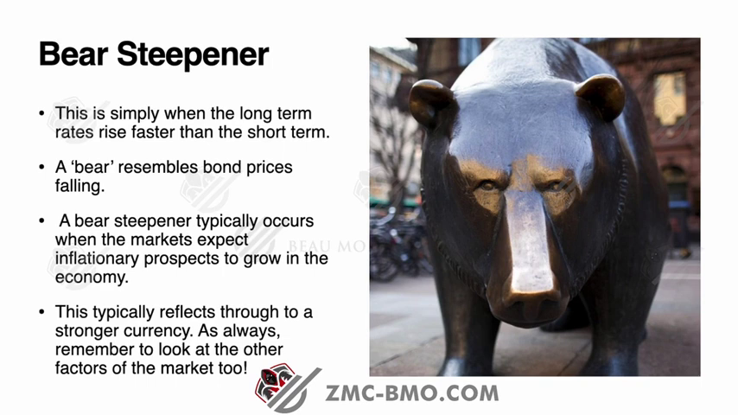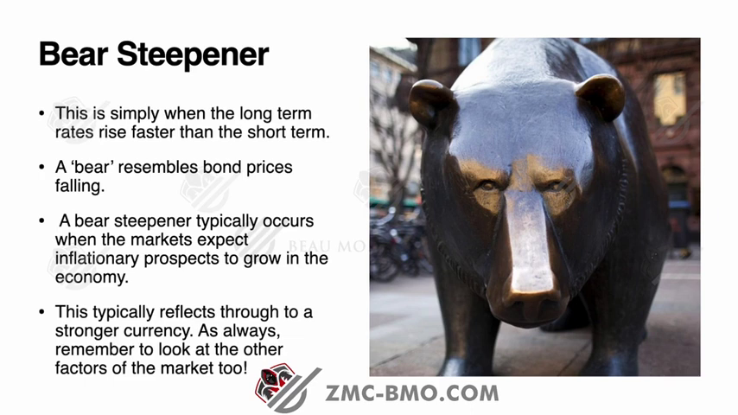A bear steepener typically occurs when the markets are expecting inflationary prospects to grow in the economy. So that in itself would actually be relatively bullish to the currency. So as you can see here, this reflects through to a stronger currency. As always, remember to look at the other factors of the market too. That's very, very important. And that's what a lot of traders get stuck on, and trip up on, is that they don't look at the reasons why we're seeing a bear steepener or a bull steepener or a bear flattener. We have to understand the underlying reasons for that.